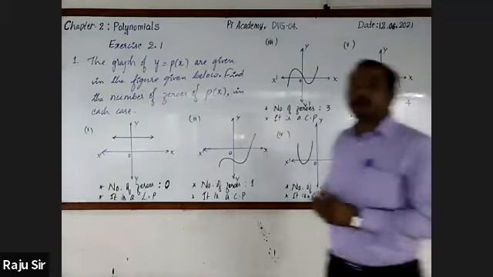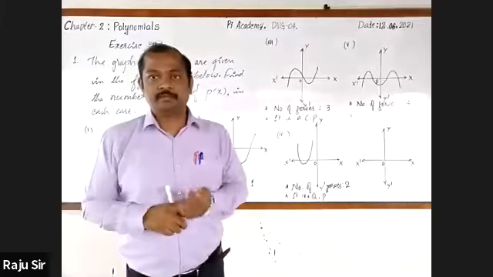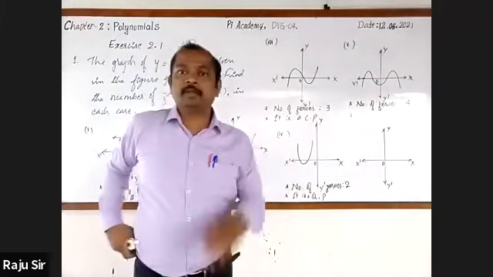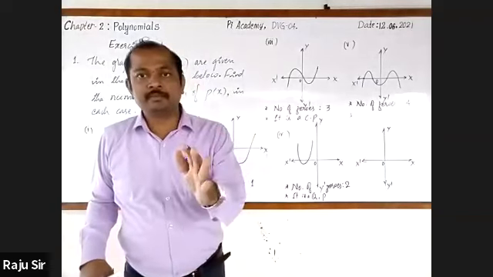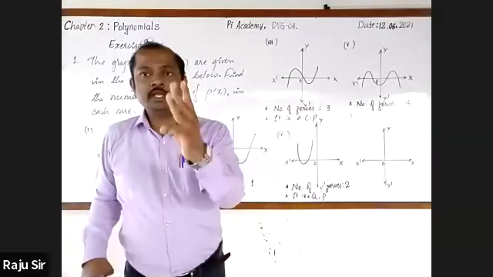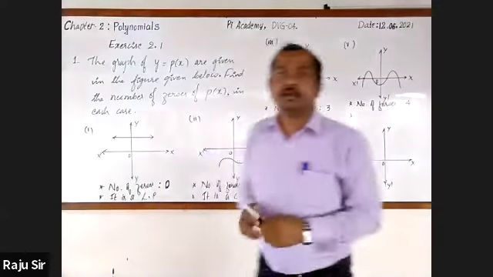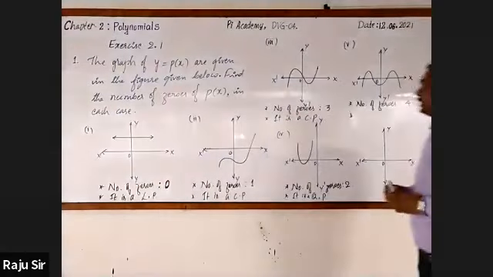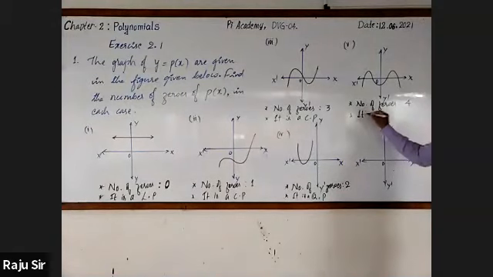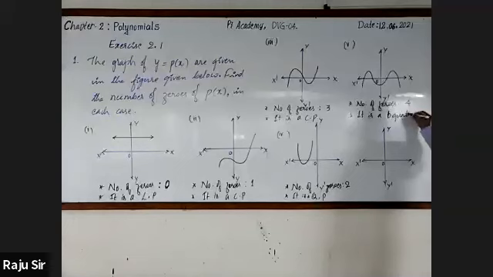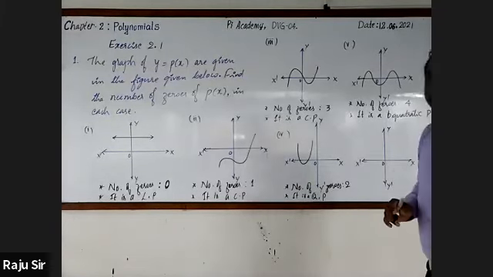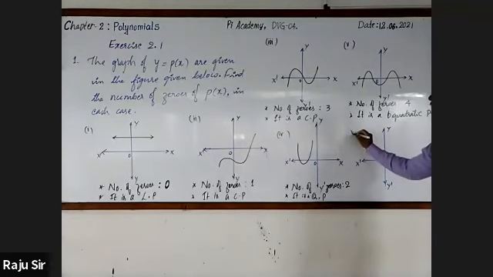Then what type of polynomial is it? We know that a cubic polynomial can have a maximum of 3 zeros. Here we have 4 zeros. You can say that it is a biquadratic polynomial. Right? It is a biquadratic polynomial. Next, the sixth one.